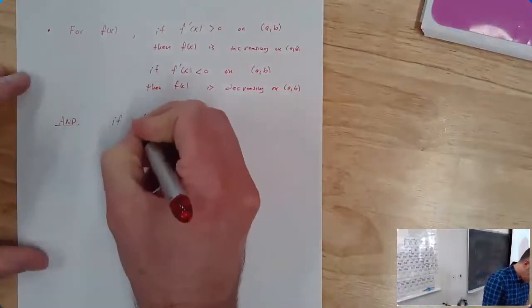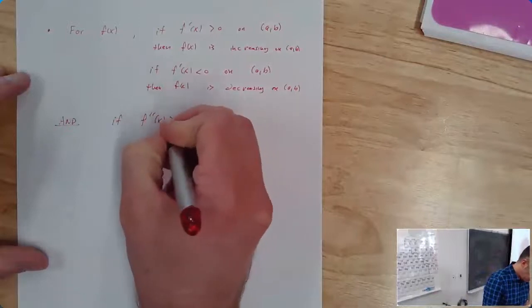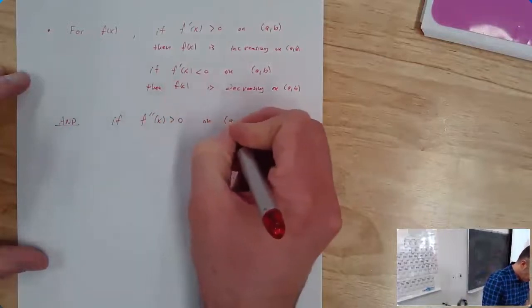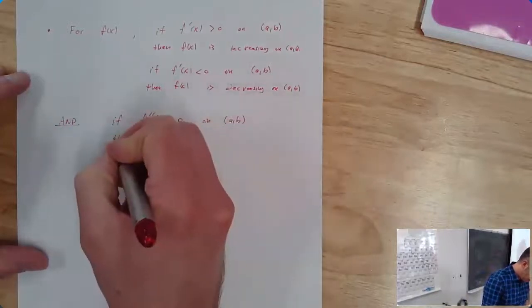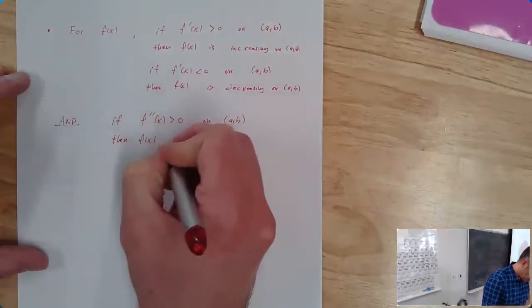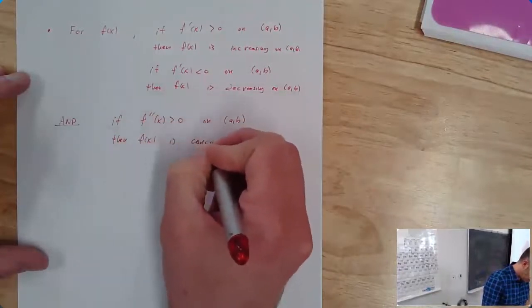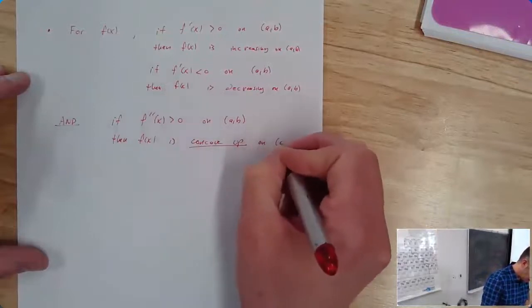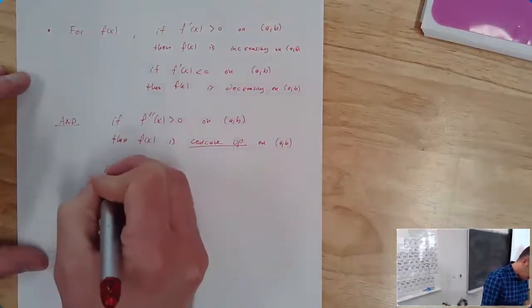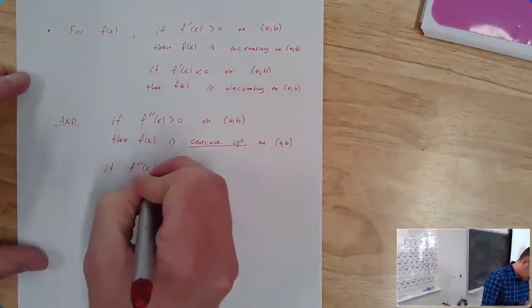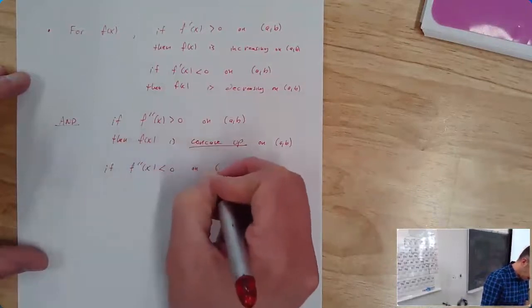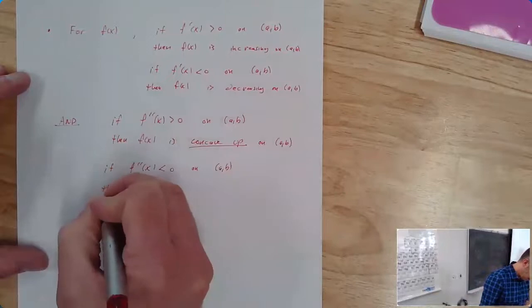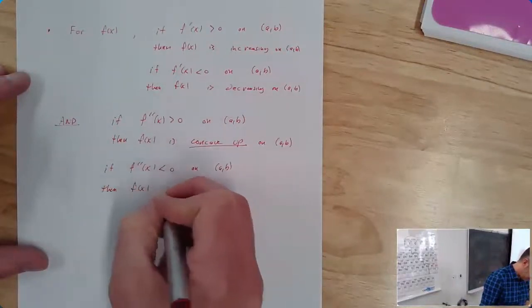If the second derivative is positive on some interval, then we say that the function is concave up on that interval. Similarly, if the second derivative is negative on some interval, then we say the function is concave down.